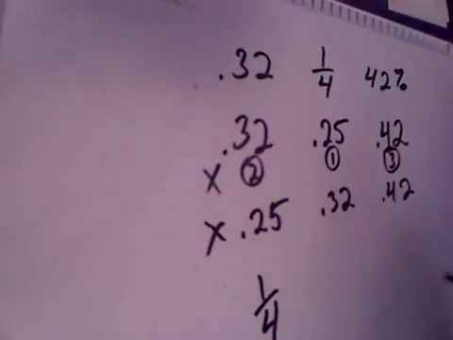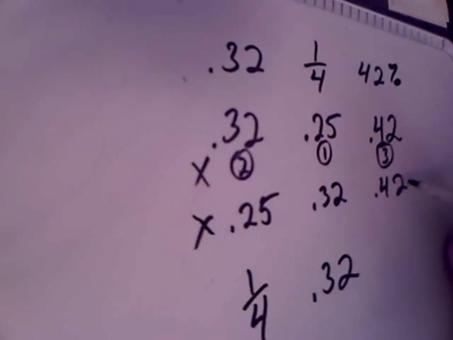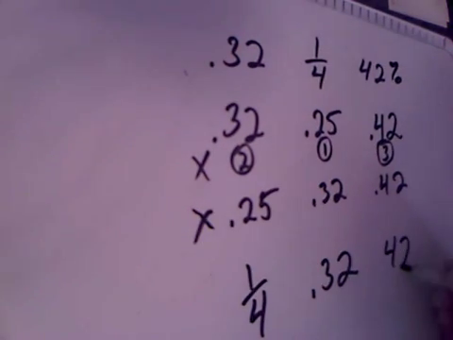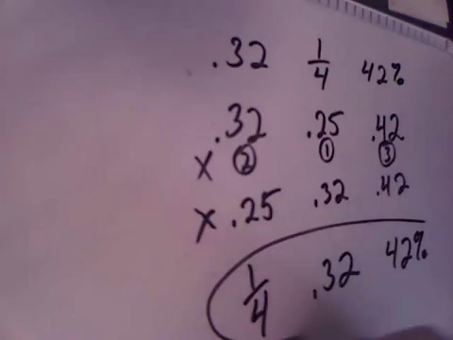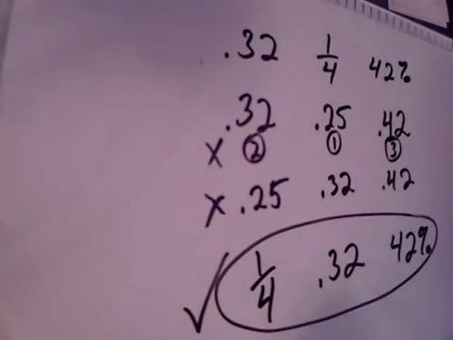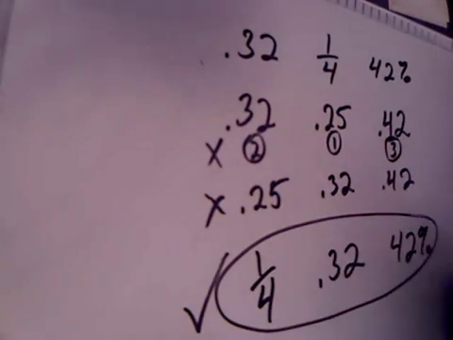The next number was 0.32. That was given to me as 0.32, so that can remain. And then I have 0.42, which is actually 42%. Now these numbers are in order. That is the appropriate way to order rational numbers that you've been given.